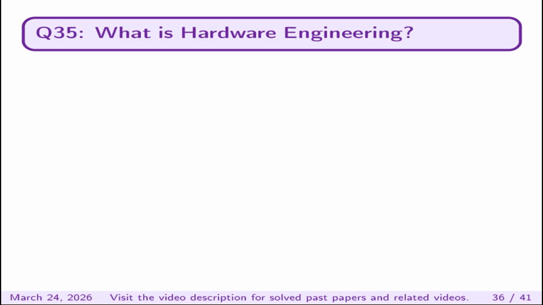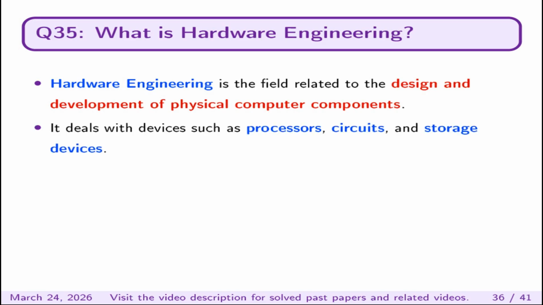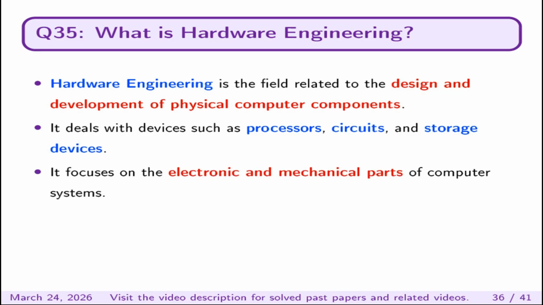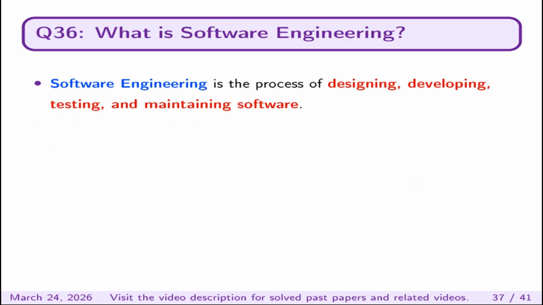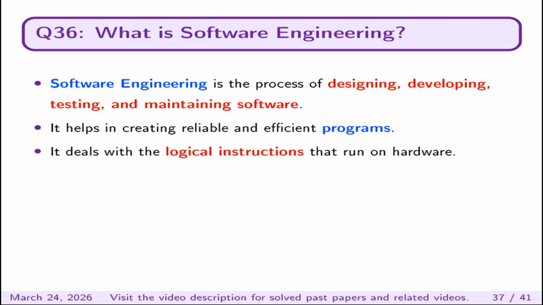What is hardware engineering? Hardware engineering is the field related to the design and development of physical computer components. It deals with devices such as processors, circuits, and storage devices. It focuses on the electronic and mechanical parts of the computer systems. What is software engineering? Software engineering is the process of designing, developing, testing, and maintaining software. It helps in creating reliable and efficient programs. It deals with logical instructions that run on hardware.